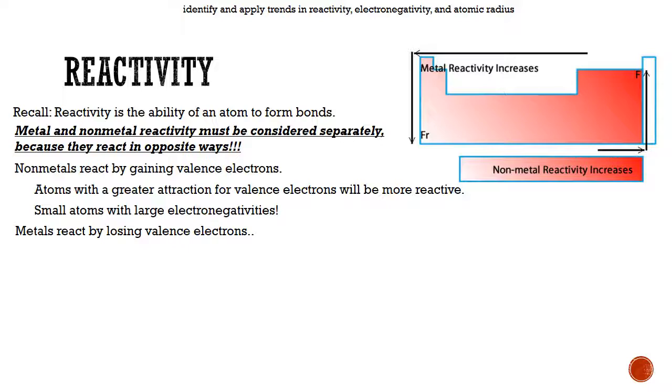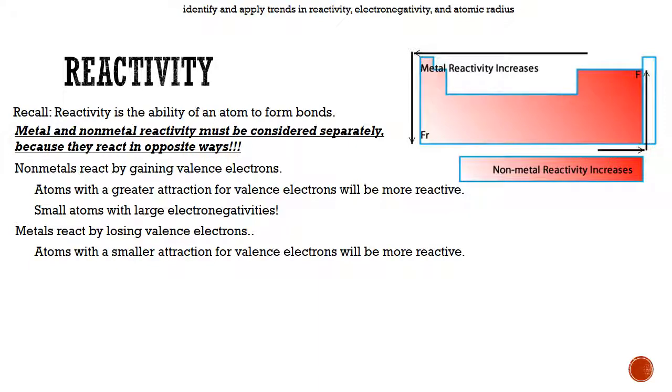For metals, it would be the exact opposite. Metals want to lose electrons when they react, so we want atoms with a smaller attraction for valence electrons. And this would be large atoms with small electronegativity. So I'm looking at the picture here. For metals, the greatest reactivities are down here at the bottom left, so it increases going towards the bottom left. For nonmetals, it's the top right. And notice here we're ignoring the noble gases, group 18, because they don't really react with anything.